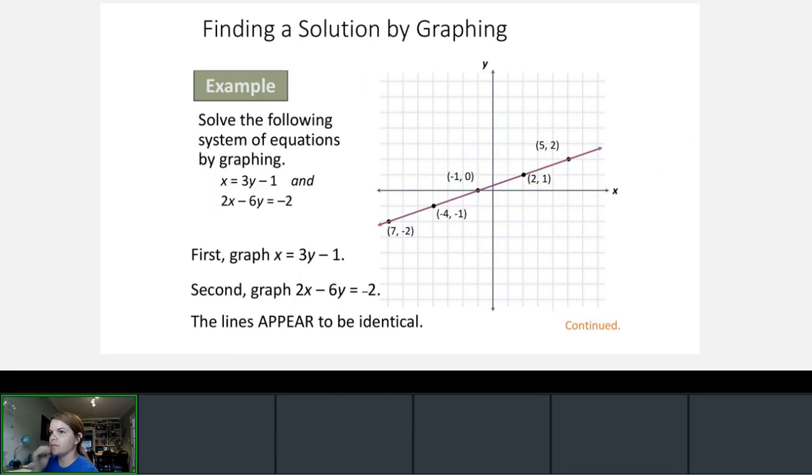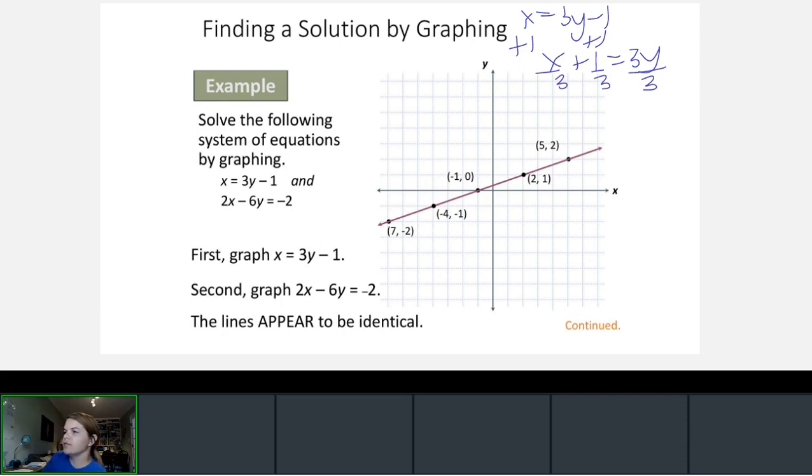Okay, so let's look at this one. We have a graph here of x equals 3y minus 1. So let's go ahead and solve that one for y. So x equals 3y minus 1. I'm going to add 1 to both sides. X plus 1 equals 3y, divided by 3, divided by 3, divided by 3. Okay, this one's a little bit difficult to graph. So 1/3 x plus 1/3 equals y. So my y-intercept is going to be kind of at 1/3 here. Okay, I would go up 1 over 3. All right, so there's that line.